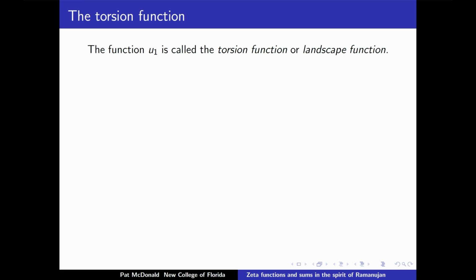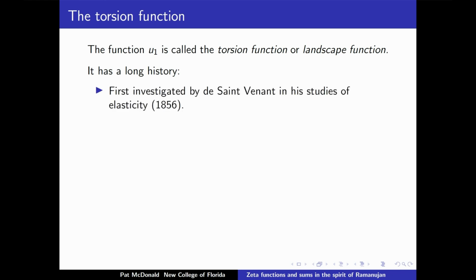It's called the torsion function or the landscape function. So landscape is kind of new. It's been called the landscape function in the last 5 to 10 years. Before that, it was called the torsion function, right? It has a very long history. It turns out that it was first investigated back in the 19th century by Saint Venant, who was interested in elasticity.